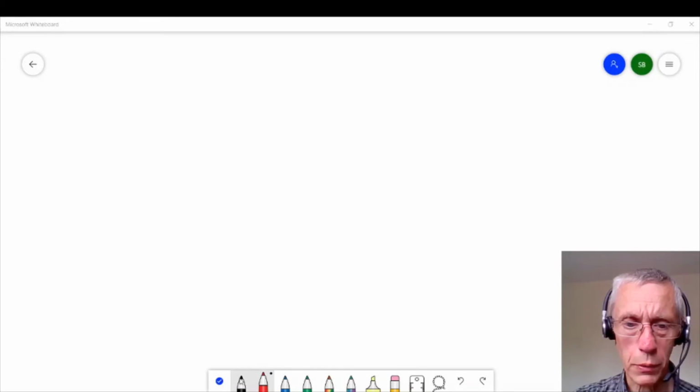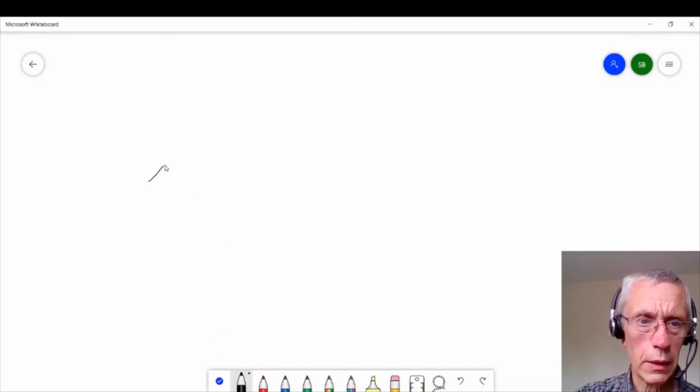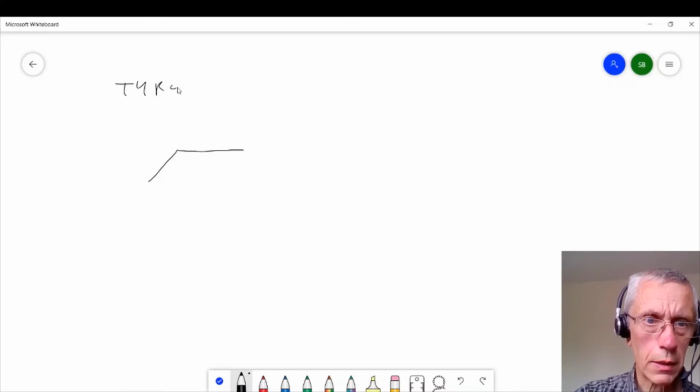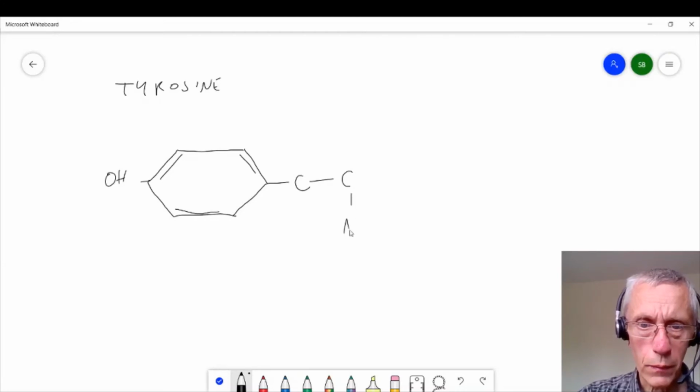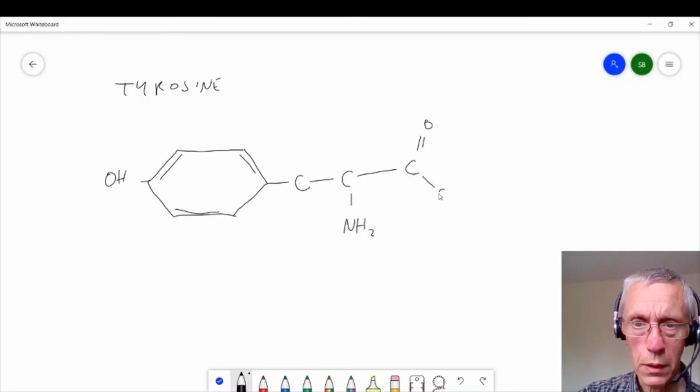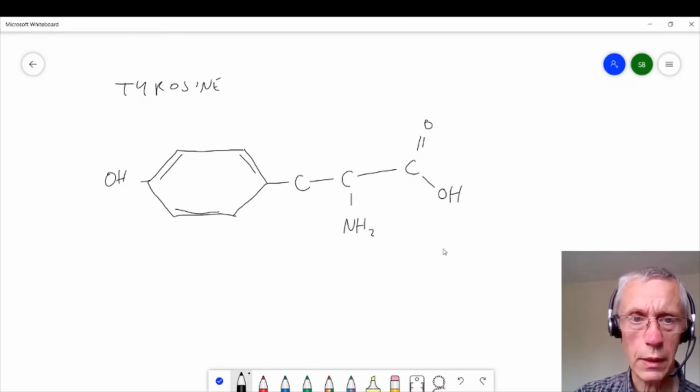They're quite simple. We start off with tyrosine, and tyrosine is the amino acid with which you're probably familiar. It has this structure, the 6-membered ring with a hydroxyl here, and then it has a carbon here with an H2, and here a COOH. So this is tyrosine, the amino acid.